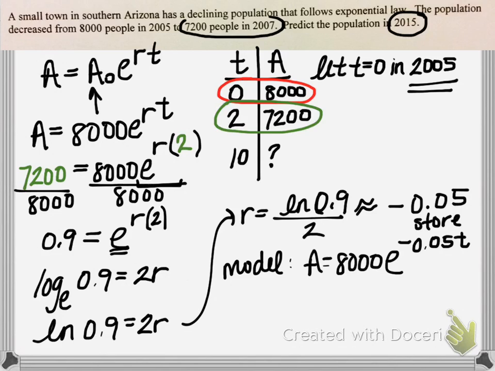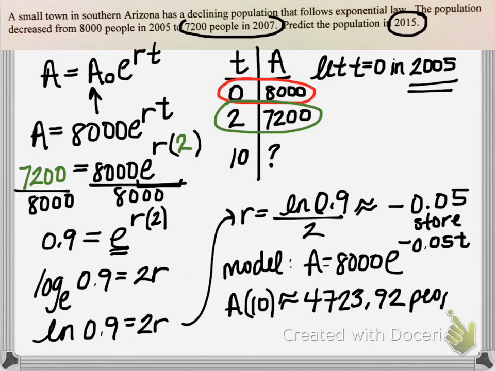And now we want to know, when t is equal to 10, what the population is. So we want to find A of 10. And again, you can use your calculator for that and check your answer against mine. I'm getting 4,723.92 if you were going to round, to check your decimal and your accuracy. Of course, we can't have 0.92 of a person, so you could just say 4,723 people would be the estimate for the population, our prediction for the population in the year 2015.